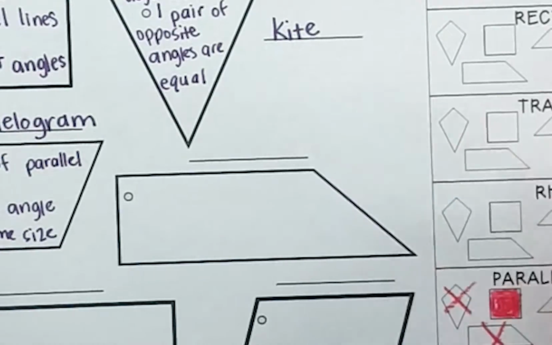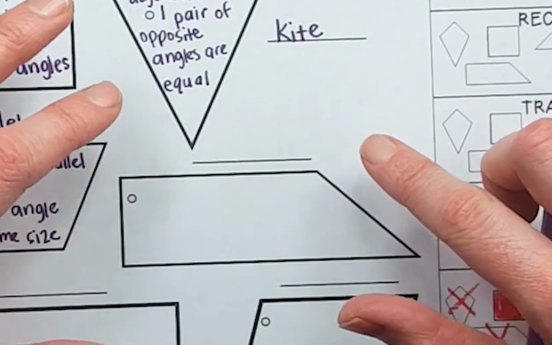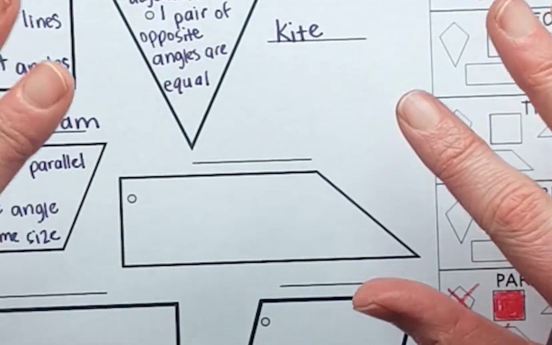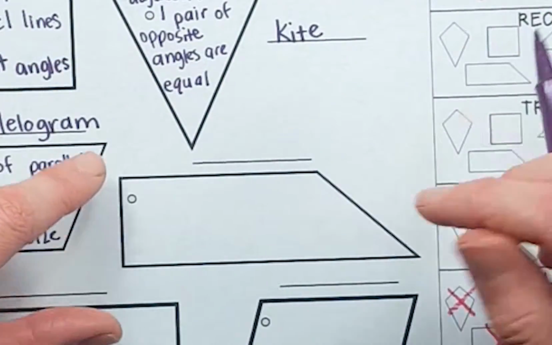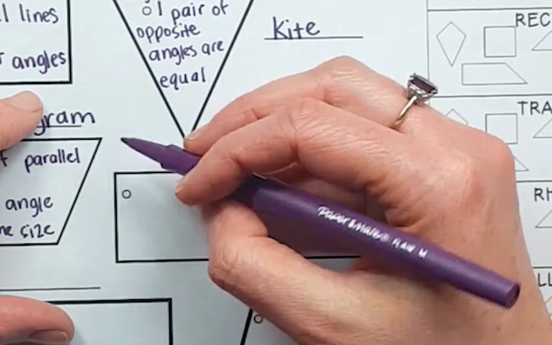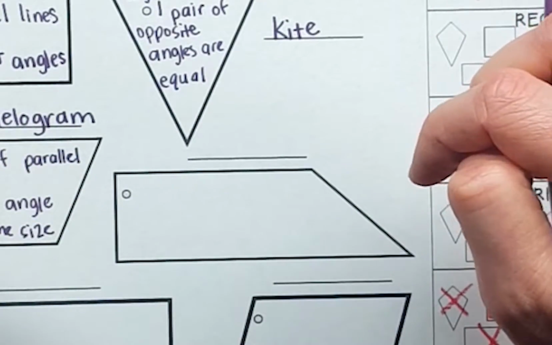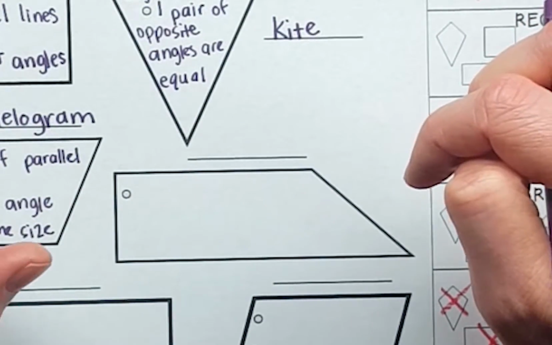I'm looking at the sides first, and the only thing I can see about the sides is they all look to be a different size, so we can't say that there are any sides that are the same length, but it does have one pair of parallel sides. That's all I can see. It doesn't have two pairs, it just has one.